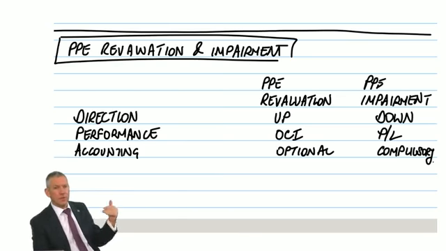If an asset falls in value, you can't ignore it. So if an asset falls in value, you have an impairment. You have to put the impairment through. That's the law. So if you have a fall in value, it's compulsory to recognise it.